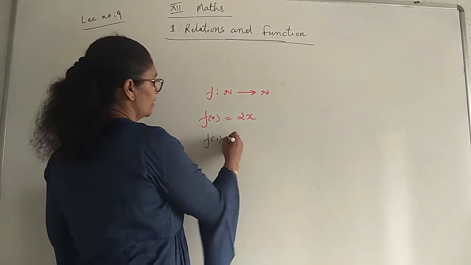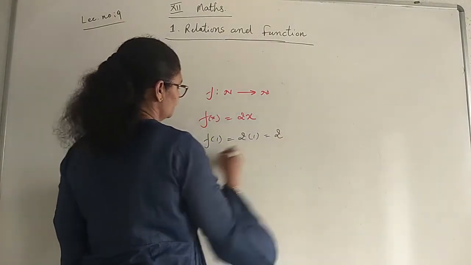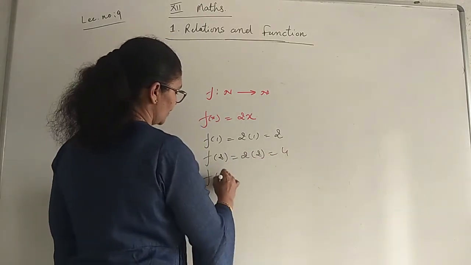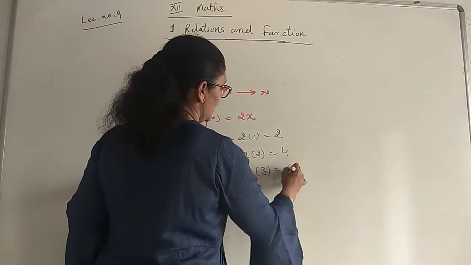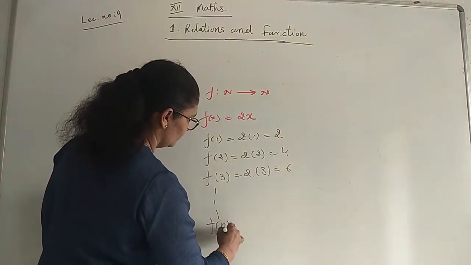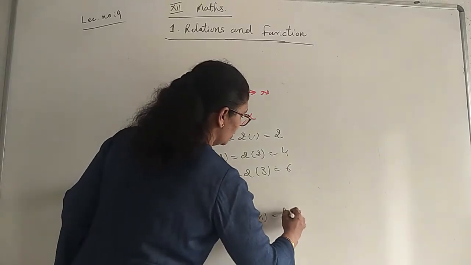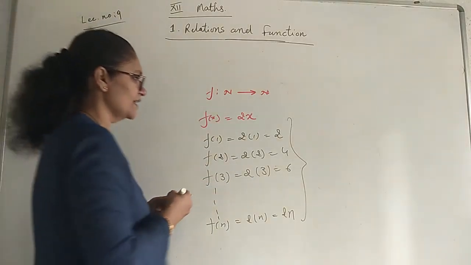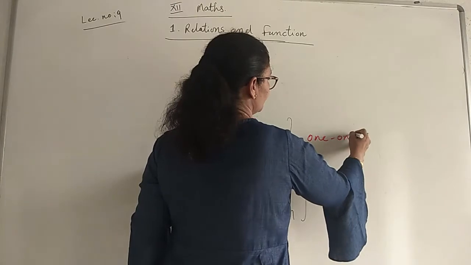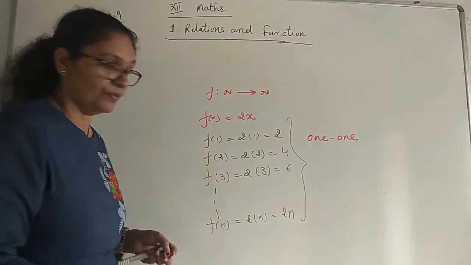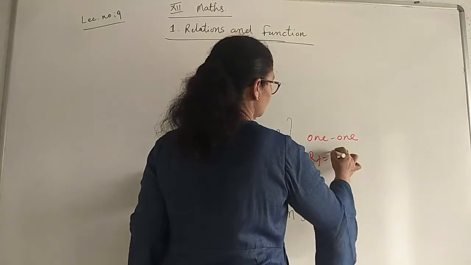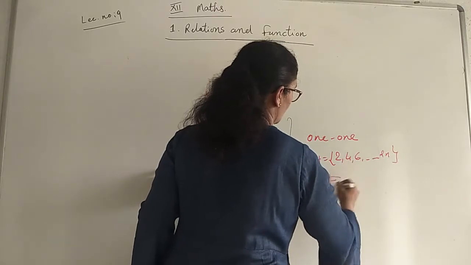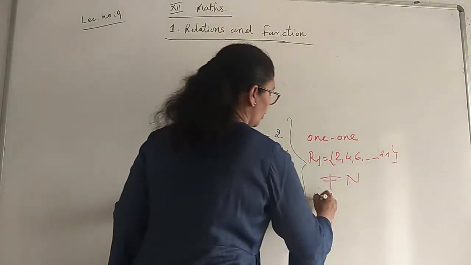Suppose you take 1, then 2 into 1 will be 2. If you take 2, then 2 into 2 will be 4. If you take 3, then 2 into 3 will be 6. And that way you can go up to n. So 2 into n will be 2n. So check what it is. With one input, one output. So you can say it is definitely a one-one function. Okay, but what about onto? The range of this function is all even numbers, which is not equal to the set of natural numbers. So not onto.